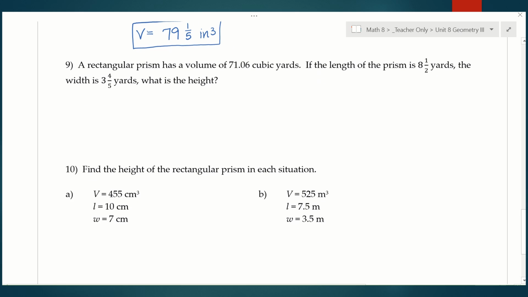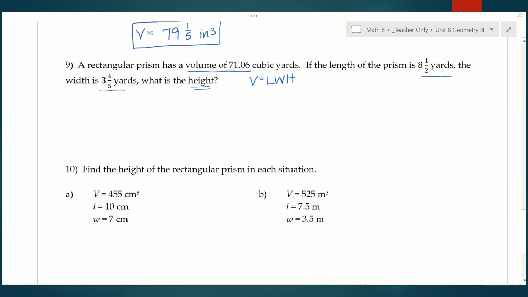Okay, number 9. A rectangular prism has a volume of 71.06 cubic yards. If the length of the prism is 8.5 yards, the width is 3 4/5 yards, what is the height? Okay, so this is different than what we've seen because now they're giving me the volume, they're giving me the length, and they're giving me the width. And I need to find out what the height is. So I'm still going to use my volume formula for a rectangular prism. It's just that I'm going to be filling in different values.